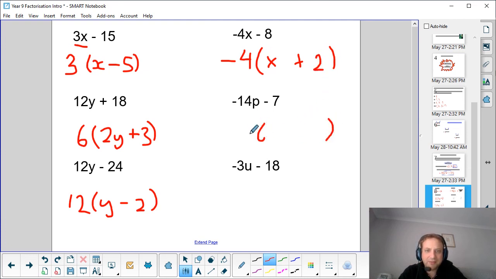Okay, so same thing here. We're looking for the best number, but it has to be a negative number, because both of these are negatives, and the best number that goes into 7 and 14 is 7. So now that I've decided that, I just have to divide 14 by 7, put a p there because it's part of it, put a plus, and put a 1. And with the last one, again, it has to be a negative factor that comes out, and 3 is the number that goes into 3 and 18. So when we divide it down, that'll be u, and it'll be plus, and it'll be 6.